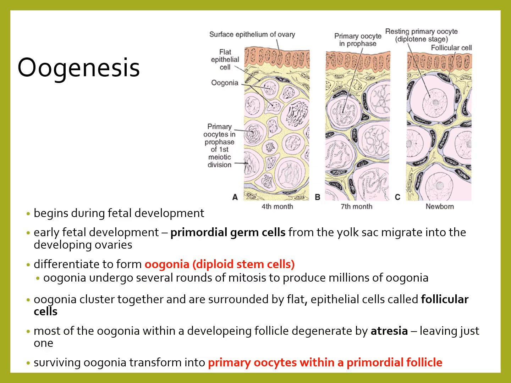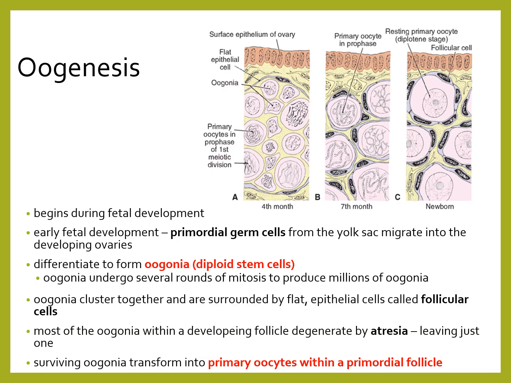The oogonia are going to undergo several rounds of mitosis to produce millions of oogonia. And several oogonia are going to cluster together and become surrounded by flat epithelial cells called follicular cells. This is going to happen in the outer layers of the developing ovary. In other words, this is going to happen in the cortex of the developing ovary. Most of the oogonia within a developing follicle are going to degenerate through a process called atresia. So eventually what you end up with is a follicle containing a single oocyte.